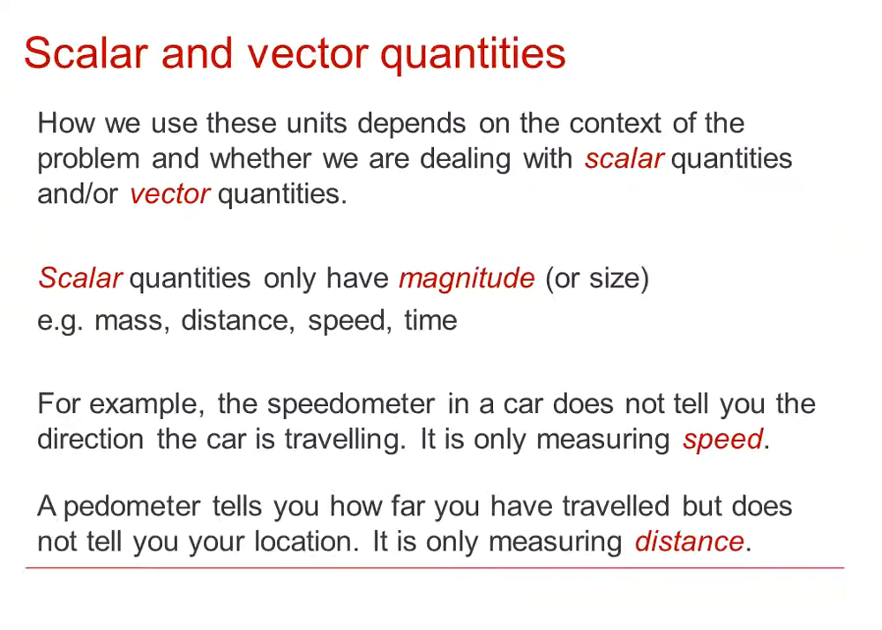So if we think about scalar quantities, for example, the speedometer in a car does not tell you the direction the car is travelling. It is only telling you how fast the car is going because it is measuring speed. A pedometer tells you how far you have travelled, but it does not tell you your location. It doesn't tell you where you are, so it is only measuring distance.